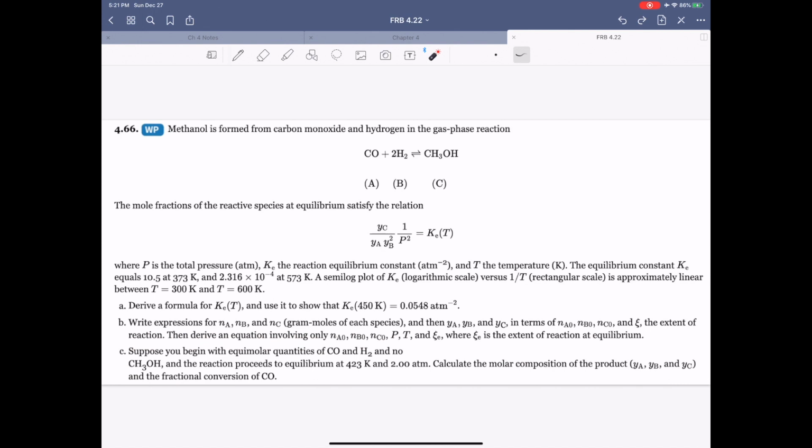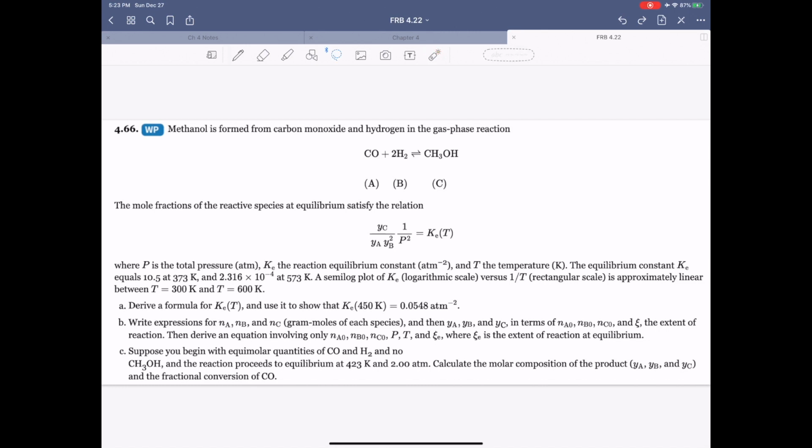Okay? And so in part C, it's telling us that, suppose that we start our process with equal molar amounts of carbon monoxide and H2 gas and no methanol, all right? And that our reaction proceeds to equilibrium at this temperature and this pressure. And the problem wants us to solve for the molar composition of the product, the mole fractions, and also the fractional conversion of carbon monoxide. Okay? And so, based on the information in this problem and the information that we had in parts A and B, what I want you to do now is pause the video and draw out the process flow diagram.